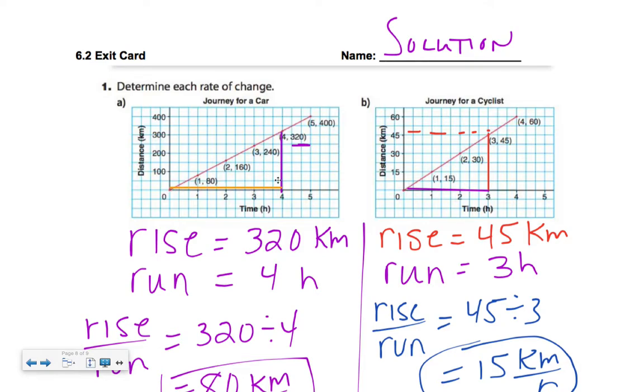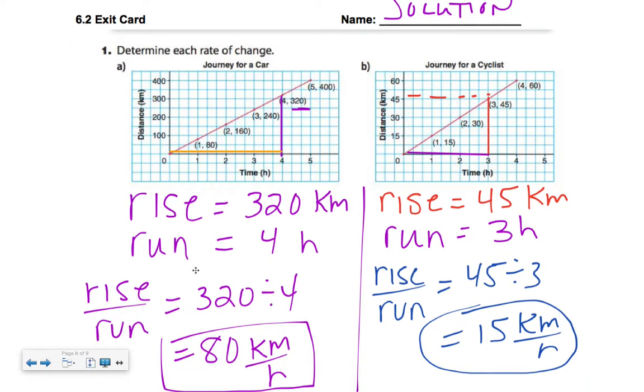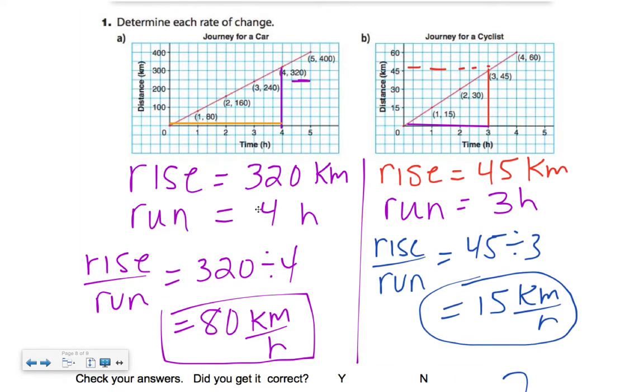So my purple represents my rise of 320 because you can see it gives you the number right there, and if you come across, it's near 300. That's what that number is. And the run is how far it goes over. So it starts at 0, comes over to 4. So that's a run of 4. So the rise over run is just 320 divided by 4, which equals 80 kilometers per hour. I knew it was per hour this time because this unit is hours.